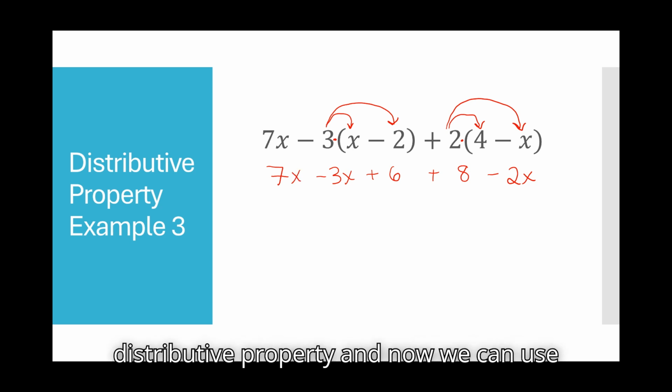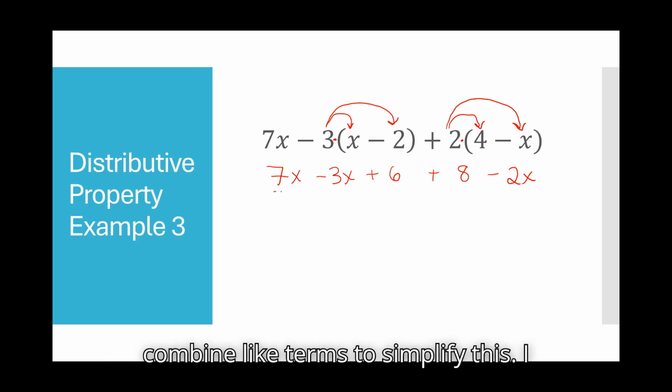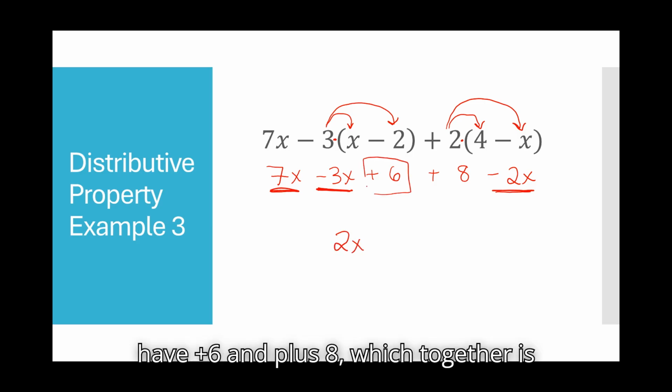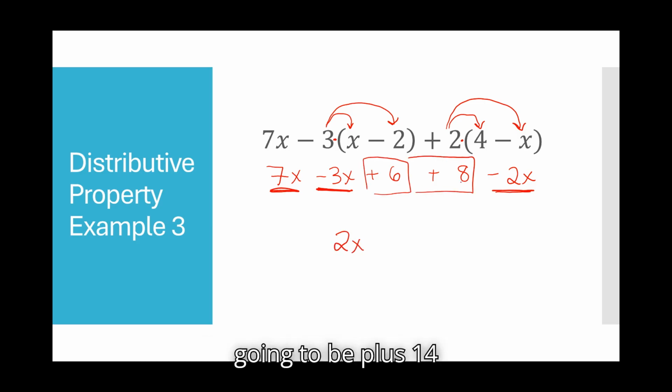So we've applied the distributive property, and now we can use combine like terms to simplify this. I have 7x minus 3x is 4x, and a minus 2 more x, and I'll have 2x left. And then I have +6 and +8, which together is going to be +14. And we're done.